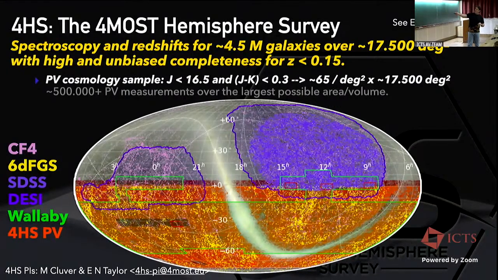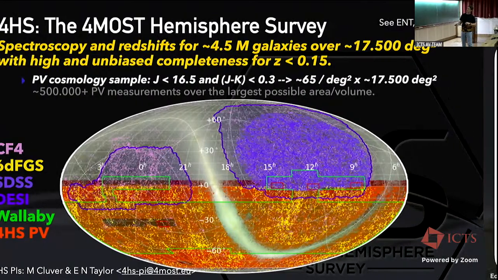And the most important thing is, because 4HS will overlap with DESI in blue, with Sloan in the other blue, and especially with green, which is Wallaby, which is an SKA Pathfinder experiment, by making sure these surveys all speak to one another, we can get rid of the systematics problem, right? We can create consistency, we can cross-calibrate all the surveys together.